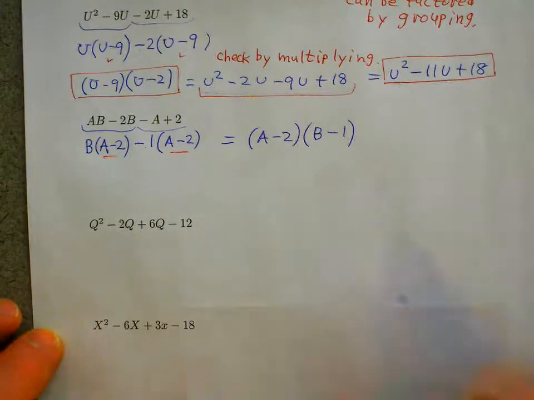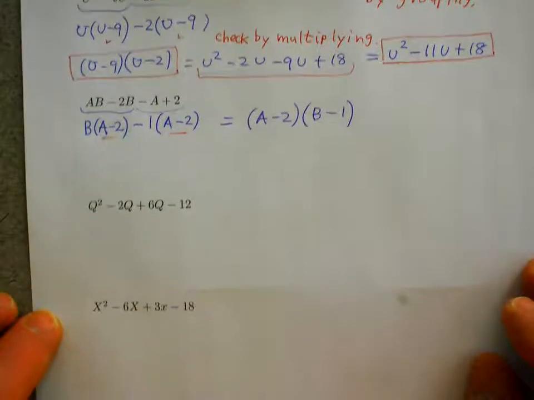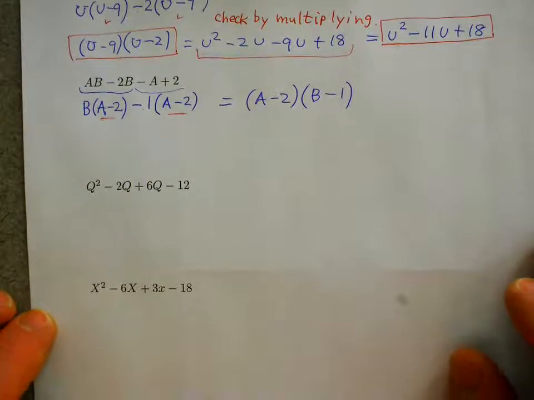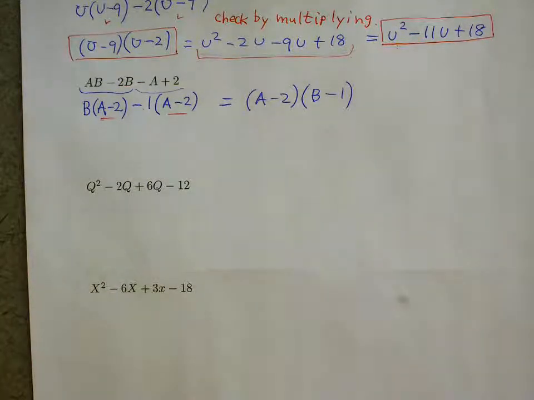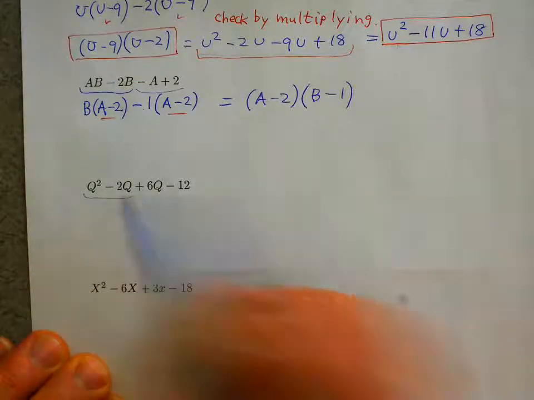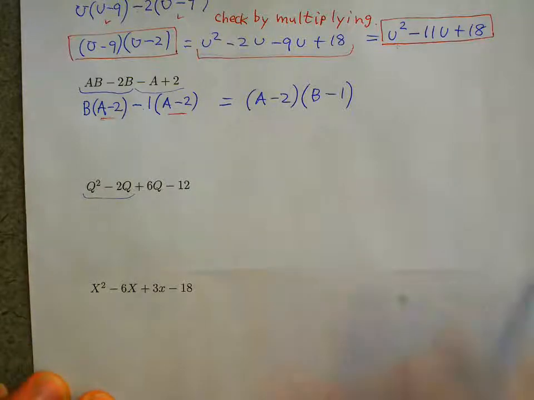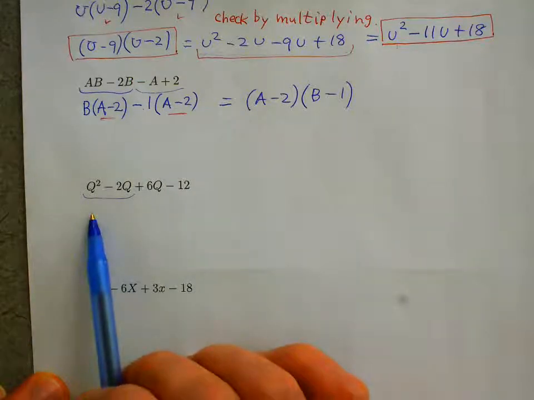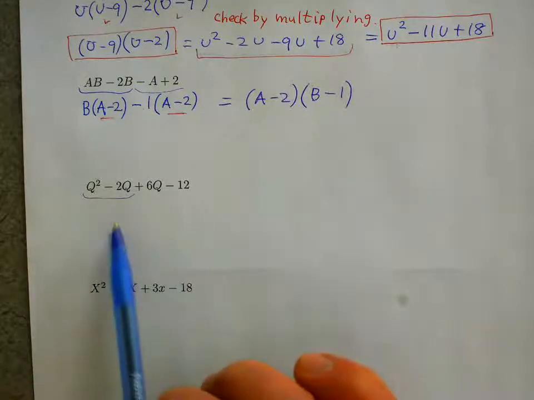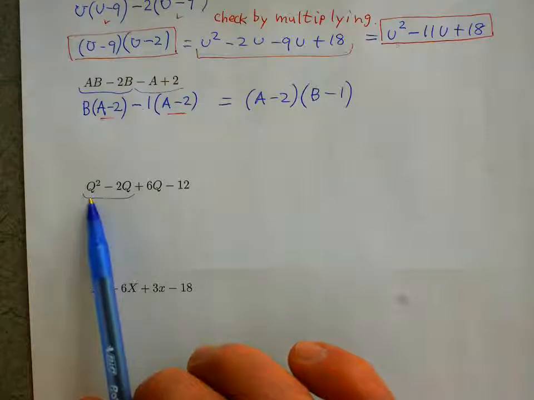Okay, then you can check by multiplying. Let's move on to the next one. Q to the second minus 2q plus 6q minus 12. We're factoring by grouping. Out of the first two terms, factor out the greatest common factor. So if you're online, type in the greatest common factor of q to the second minus 2q.